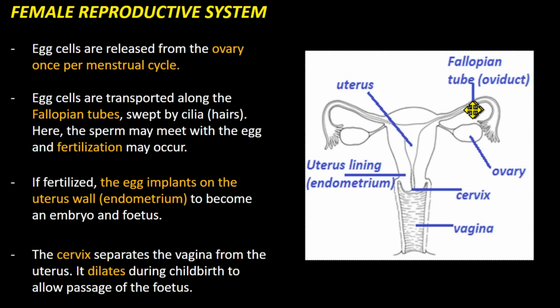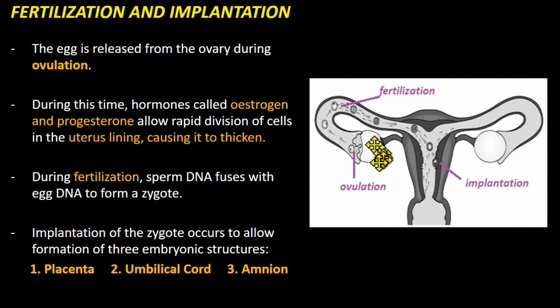So if fertilized, the egg is going to implant on the uterus wall or the endometrium to become an embryo or fetus. This is where it's going to develop a placenta, an amniotic sac, and an umbilical cord. The cervix separates the vagina from the uterus, and the cervix would dilate during childbirth to allow the passage of the fetus. It would also dilate during menstruation. So the egg is released from the ovary during ovulation, and during this time, hormones called estrogen and progesterone, which are secreted from the ovaries, allow the rapid division of cells in the uterus lining. This would cause the uterus lining to thicken.